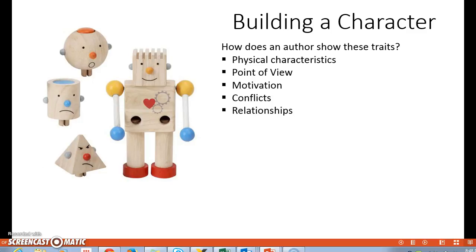Lastly, their relationships with others is really important. You can tell a lot about a character based upon their relationships with other people. Whether they're good relationships, bad ones, it's all very important when an author starts thinking about building a character that people will remember and be able to hopefully connect with in some way.